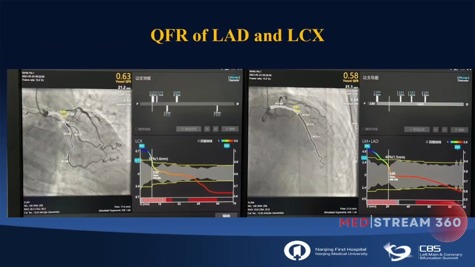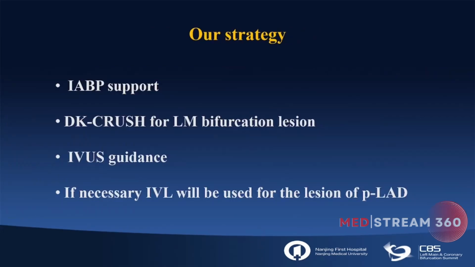Before PCI, we check the QFR of LAD and the circ. QFR of circ is 0.63. LAD is 0.58. Next. Okay, for this lesion, our stent strategy is the PCI will be performed with support of IABP. For the distal left main bifurcation, we will use DK crush stent technique, and the IVUS will be used to guide this PCI. If necessary, shockwave will be used for the calcified lesion of proximal LAD.